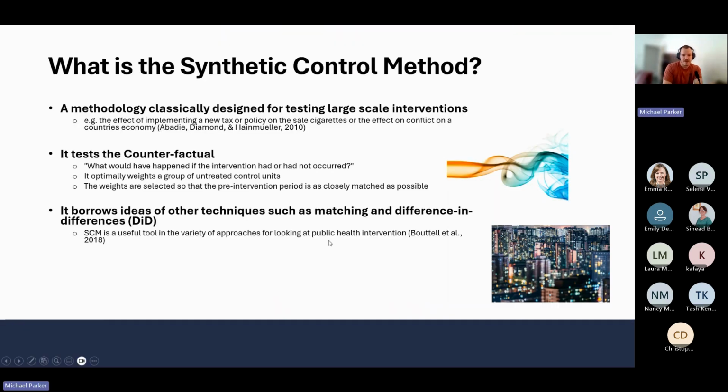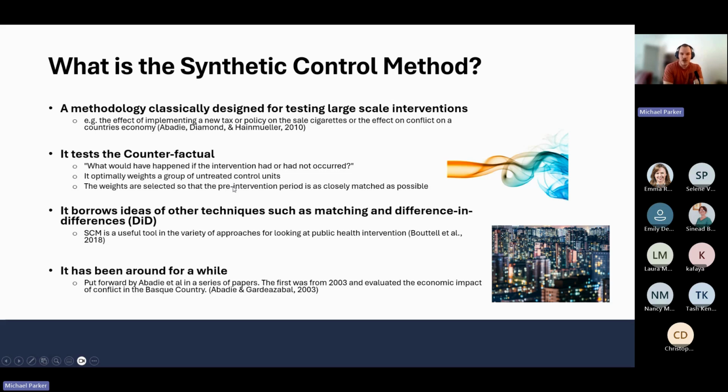So it borrows ideas from other techniques. Like I said, matching. There's a method called difference in differences, which are all sort of tools in your toolkit for analyzing and looking at public health, any intervention or any sort of effect. But it is distinct, but it does borrow ideas. And it has been around for a while. So there's papers from as early as 2003 that look at it. But it's constantly being developed.